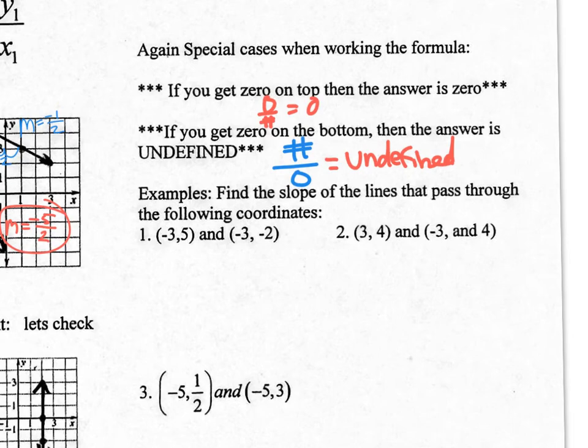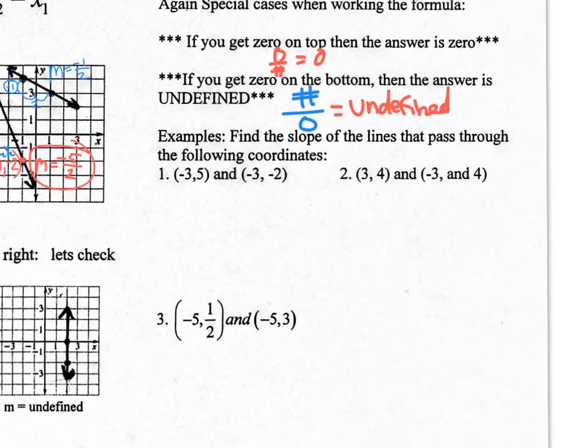Now, down here, we do have some examples where you do get 0 on top, which would be 0, 0 underneath, which is undefined. However, on our homework tonight, we actually do not have any of those unique problems where the slope is undefined. So I'm going to pause it right there, and good luck on your homework.